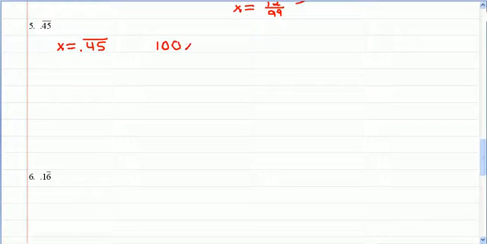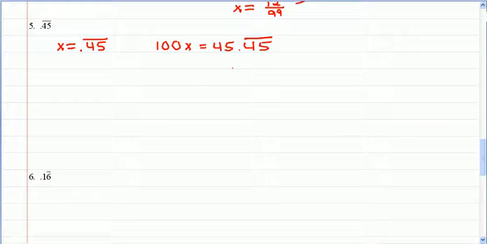For number 5, 0.45 repeating. So I start with x equals 0.45 repeating. And since I have two numbers that are repeating, I multiply x by 100, and I move the decimal point over twice so that I have 45.45 repeating.